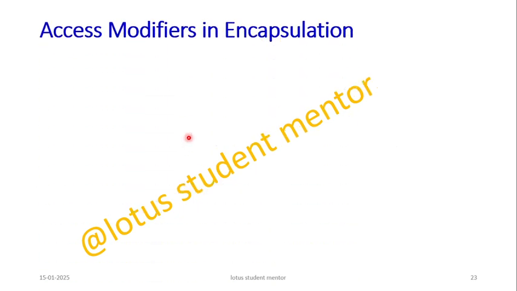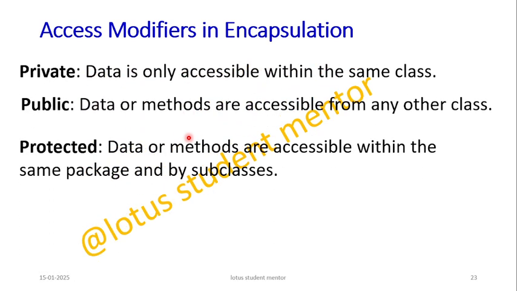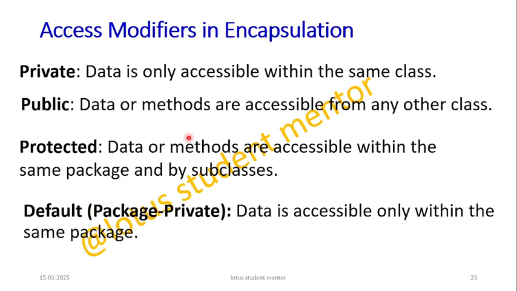Now, coming to access modifiers in encapsulation: number 1 private, number 2 public, number 3 protected, and default package. These access modifiers were already explained in previous videos, but let us go through them again. Private data is only accessible within the same class, whereas public data or methods are accessible from any other class. Protected data or methods are accessible within the same package and by subclasses. Coming to the default access modifier, data is accessible only within the same package.